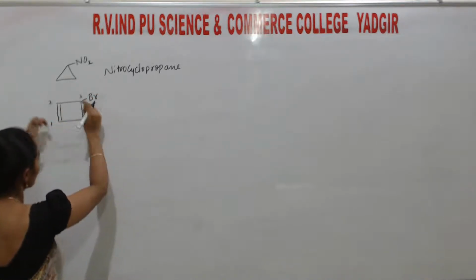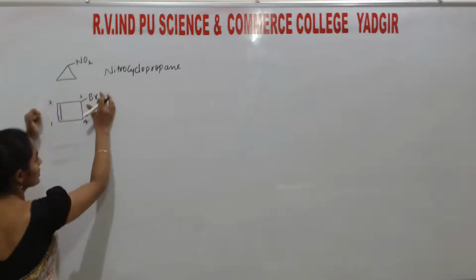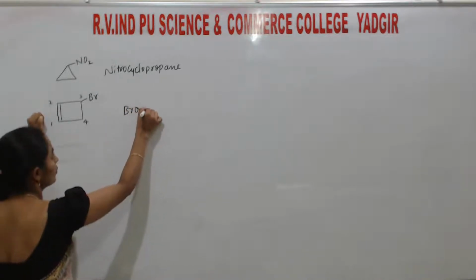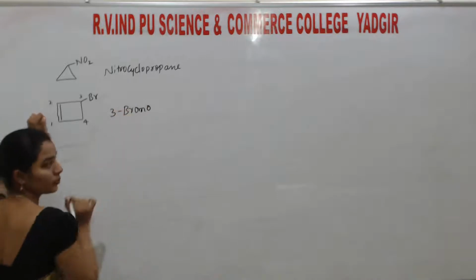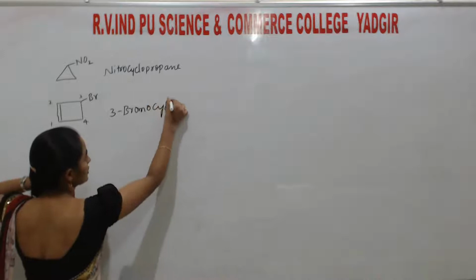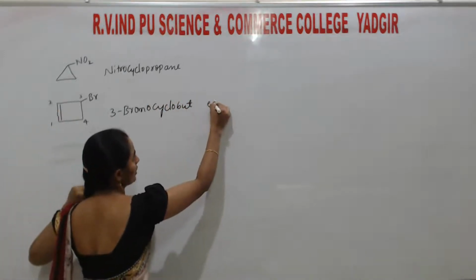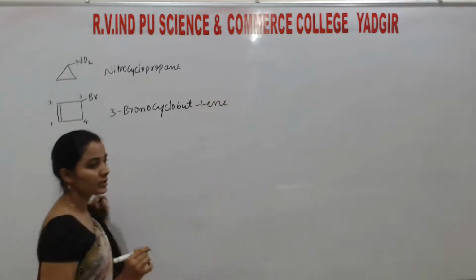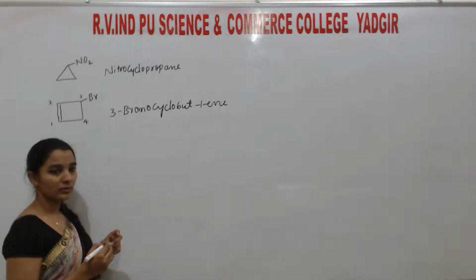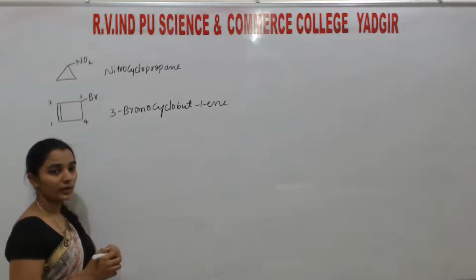So 1, 2, 3, 4. Then this is the functional group, this is the parent chain. Understand? This is the parent chain, this is the functional group. What is the name of this functional group? That is bromo. At which position? Third position. This parent chain is cyclic in nature, so it is cyclo. 4 carbon atoms is but, and the double bond is there in the position of the double bond is 1. Understand? This is 3-bromocyclobut-1-ene.